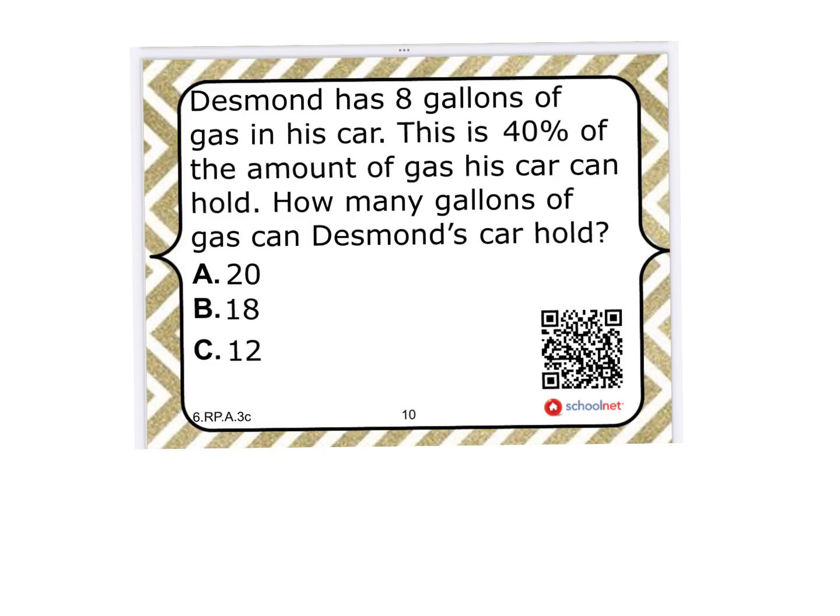Okay, for this question right here, we're going to read about Desmond. Desmond has 8 gallons of gas in his car. This is 40% of the amount of gas his car can hold. How many gallons of gas can Desmond's car hold?